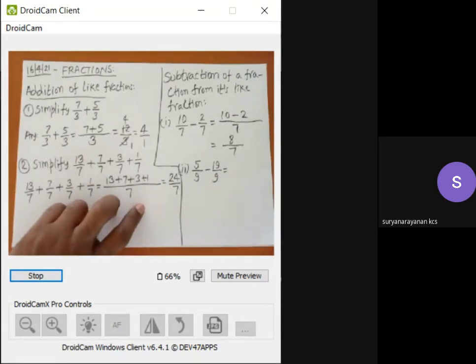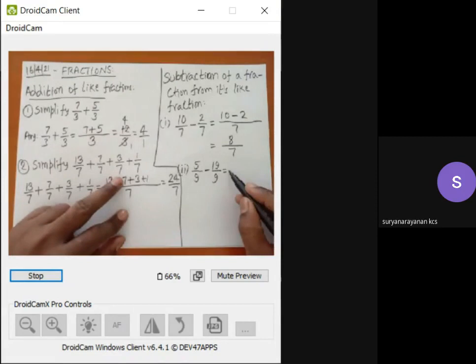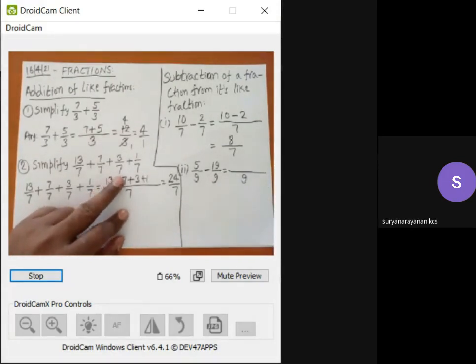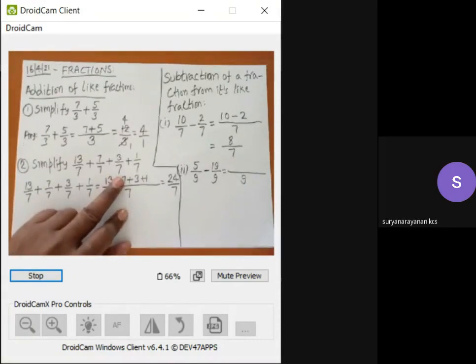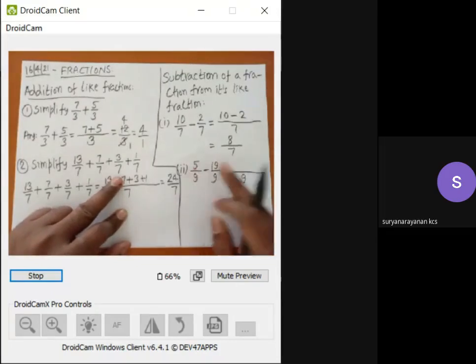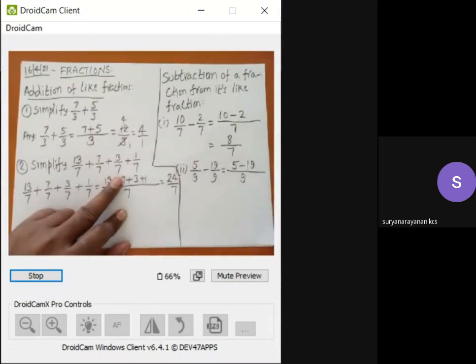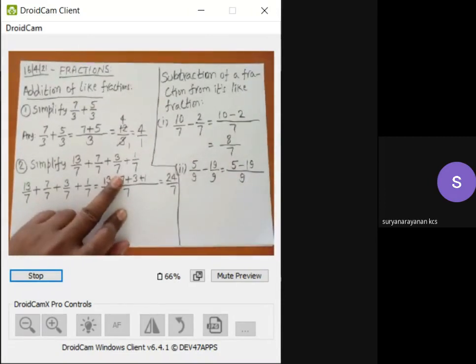Not 14 by 9. Please observe the numerator carefully, my dear children. What will you get here? First we draw this line. We write the denominator as it is, because these two fractions are like fractions, so we write the same denominator. And in the numerator, what will you get here? 5 minus 19. Yes, my dear Srujana. Very good, Srujana told the correct answer.